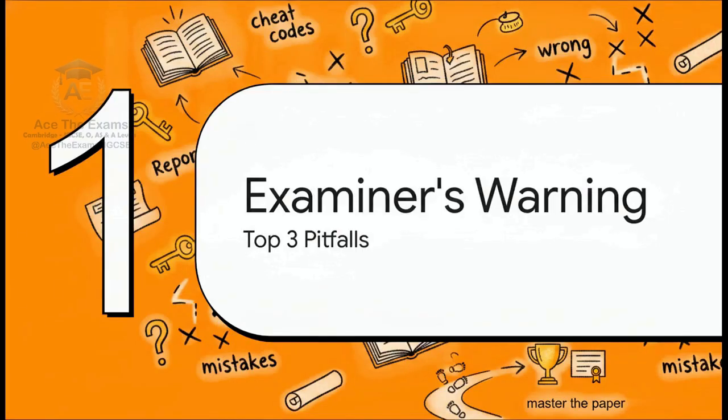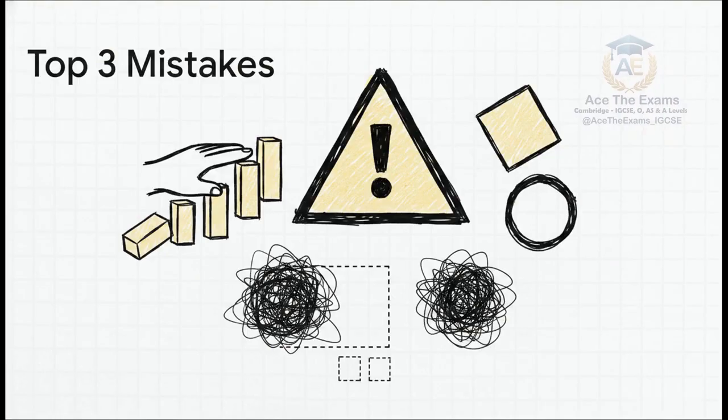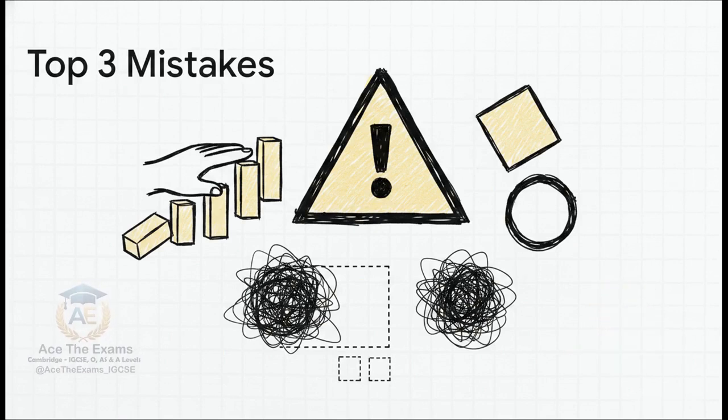Section 1. The examiner's warning. Top 3 pitfalls. Now we enter the problem phase of our strategy framework. We aren't just guessing what goes wrong out there, we are looking directly at the hard data from the Cambridge Principal Examiner reports. Listen to me, these reports are the ultimate cheat codes. The examiners literally tell us, point blank, exactly what students are doing wrong year after year, yet candidates keep walking right into the exact same traps. If you want to master the paper, you have to know where the landmines are buried.